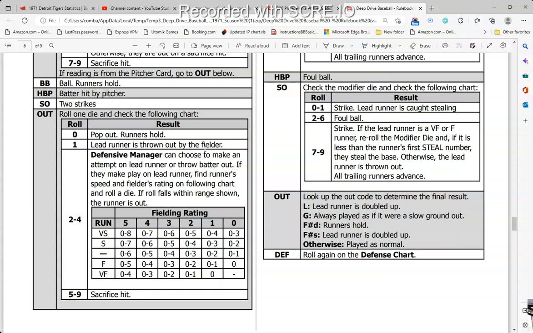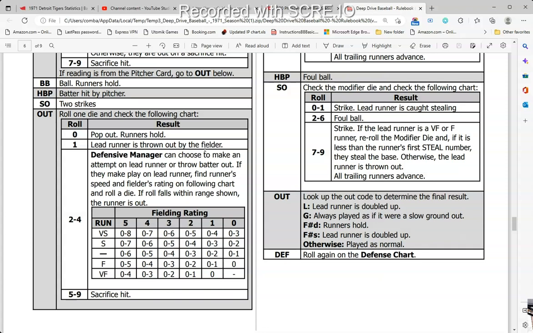A 0 is a pop out, runner holds. A 1 is a runner is thrown out. So these are the outliers, the anomalies. 2 to 4, you're going to go to a defensive manager's choice chart, which I tend to ignore. I tend to ignore it and just have my players field the ball and get the out at first.